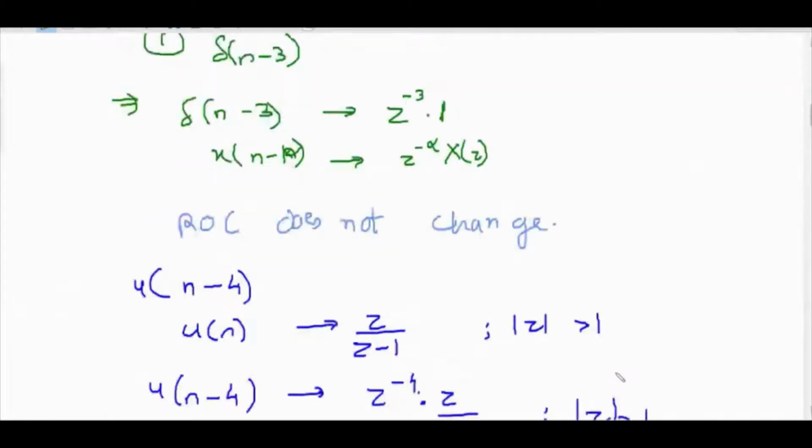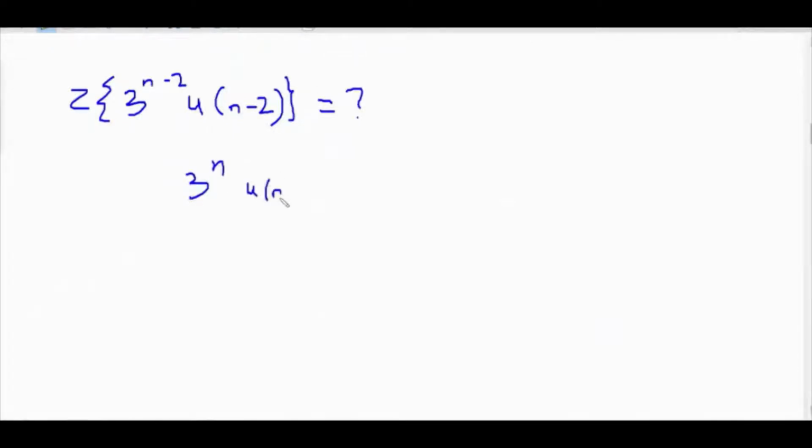Now let's look at one more example. 3 raised to n minus 2 into u of n minus 2: we have to determine its Z transform. We know that 3 raised to n u of n has Z transform z upon z minus 3, ROC magnitude z greater than 3. By the time shifting property, the shift is of 2 units. The shift must be at both places: wherever n is there, we should have the subtraction or addition. Then it is called a time shift.